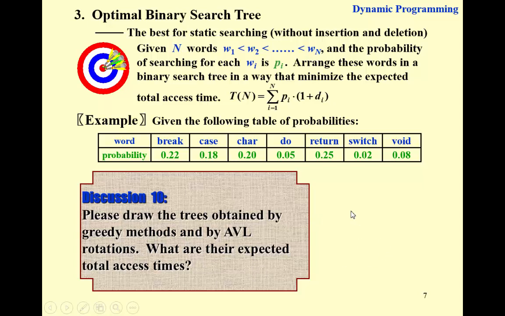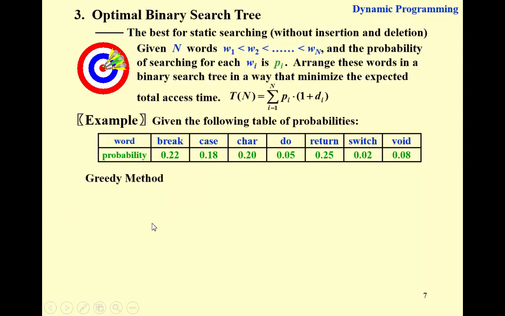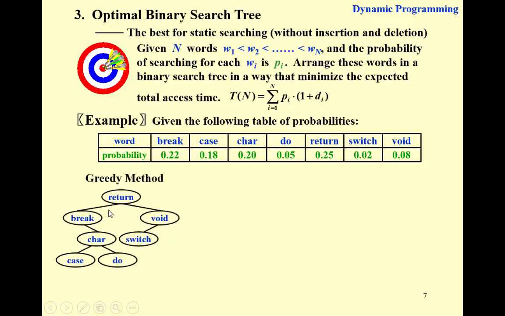Okay, now let's compare our answers. This is the tree obtained by greedy method. So it's like we first insert return, so return will be the root. And next, we're gonna insert break. So here is break. And next will be char. And char will be here. Because let's keep in mind that this is supposed to be a binary search tree. So this is the tree obtained by greedy method. The total access time would be 2.43. Did you get it right?